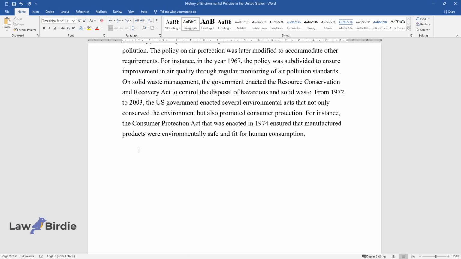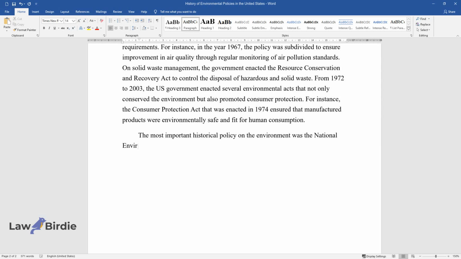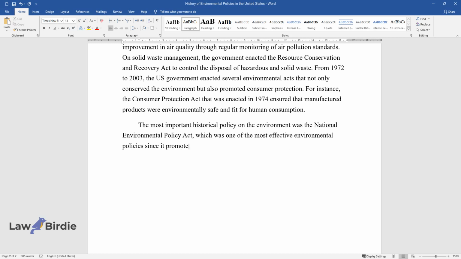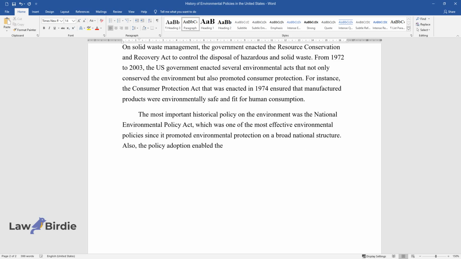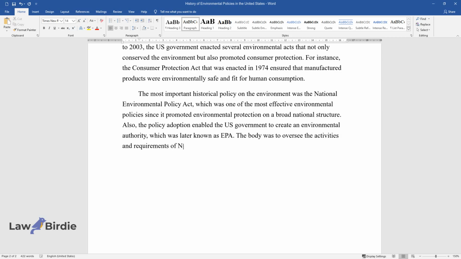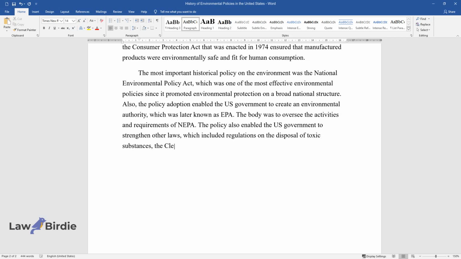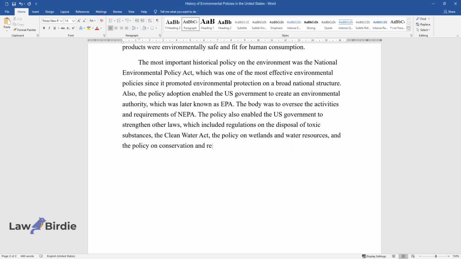The most important historical policy on the environment was the National Environmental Policy Act, which was one of the most effective environmental policies since it promoted environmental protection on a broad national structure. Also, the policy adoption enabled the U.S. government to create an environmental authority, which was later known as EPA. The body was to oversee the activities and requirements of NEPA. The policy also enabled the U.S. government to strengthen other laws, which included regulations on the disposal of toxic substances, the Clean Water Act, the policy on wetlands and water resources, and the policy on conservation and recovery of resources.